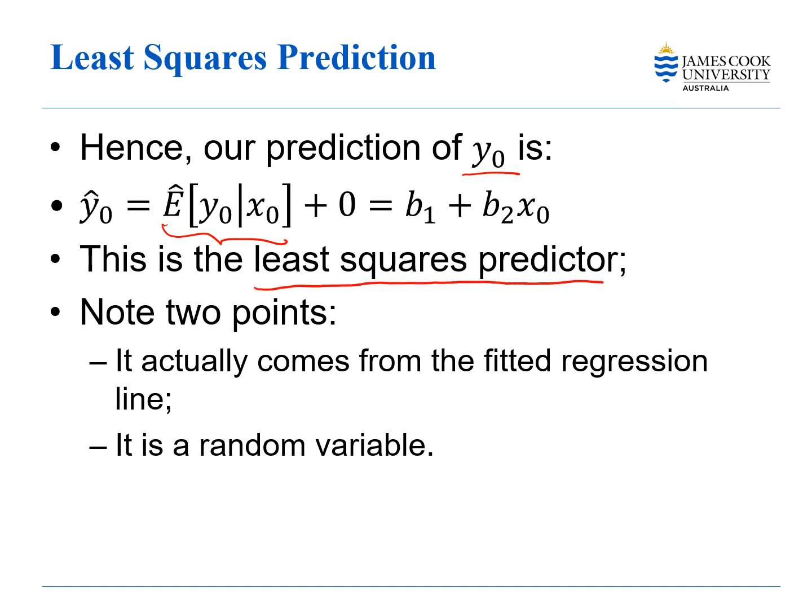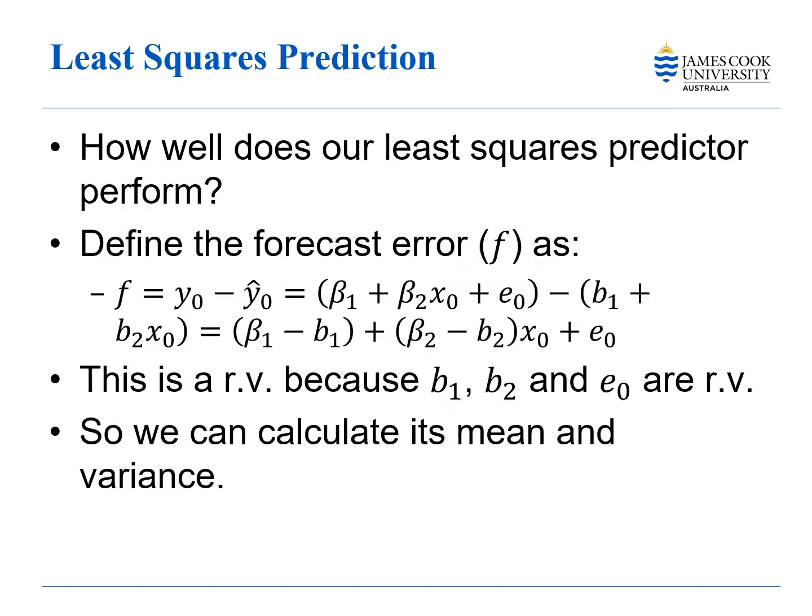Note that this Y hat 0 is actually on the regression line. It comes from our regression directly. And this Y hat 0 itself is a random variable because B1 and B2 themselves are random variables, and actually it is normally distributed. So we find a predictor of Y0, and this is an individual prediction. The next question is, how well does our least squares predictor perform? We want to make sure that our prediction is reasonably good.